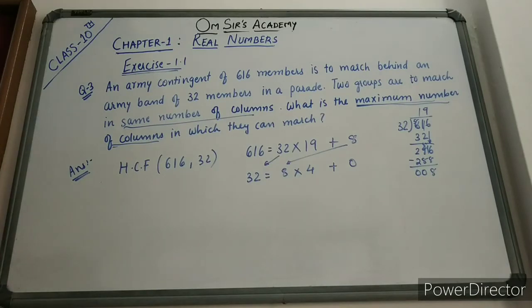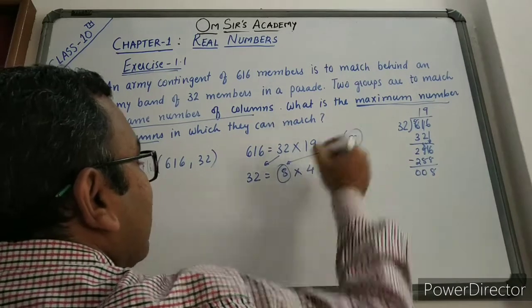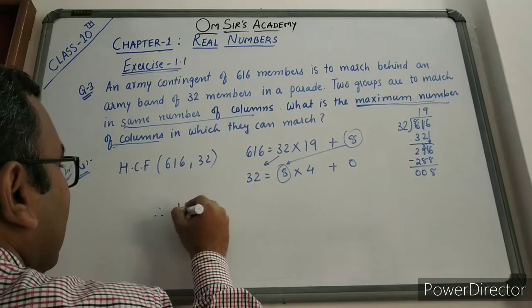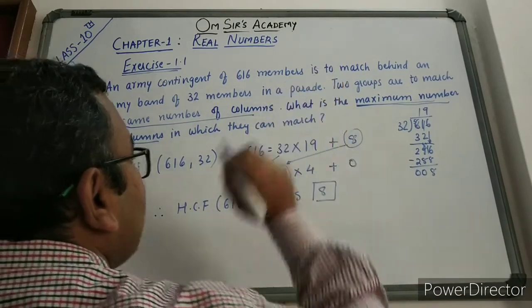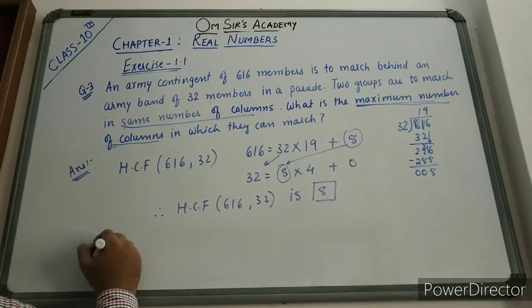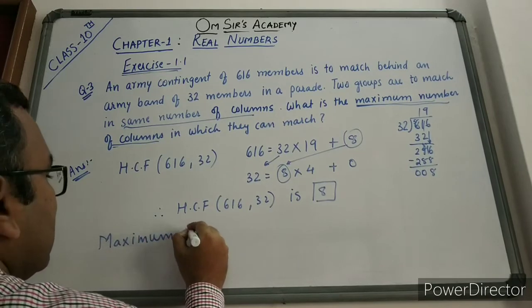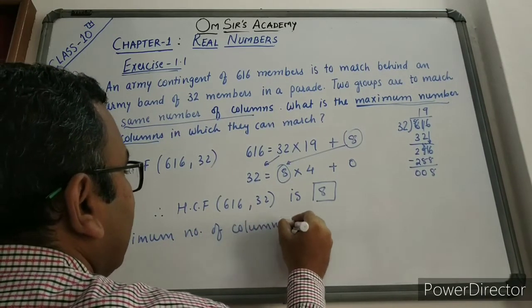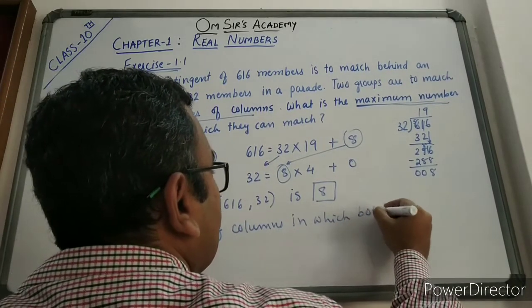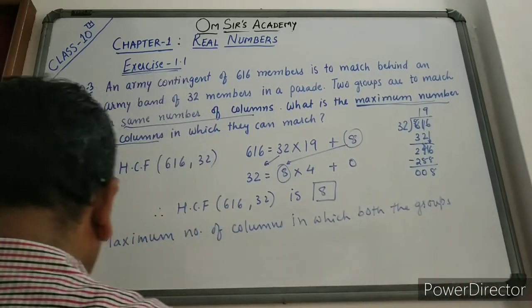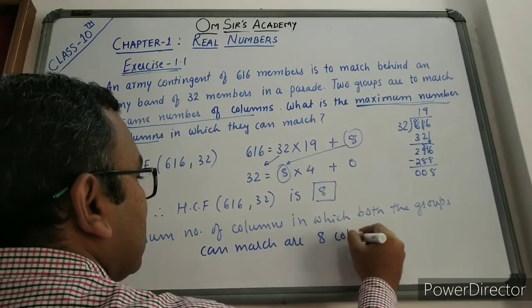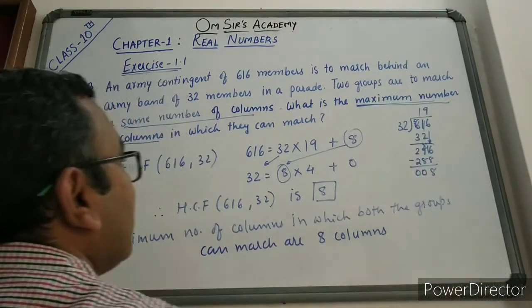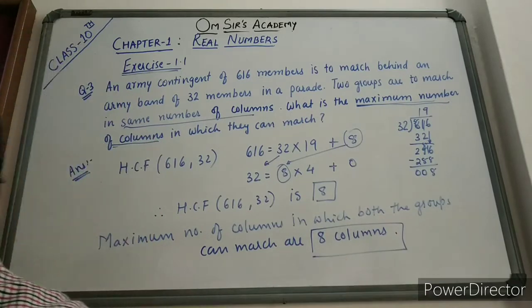So friends, this sum is solved in two steps only. In this, my B is 8. So therefore, the HCF of 616 and 32 is 8. What will be the answer? The maximum number of columns in which both the groups can march is 8 columns. Understood friends? 8 columns of the first group and 8 columns of the second group. So this is your answer. Is it clear friends? Now we move to the next question.